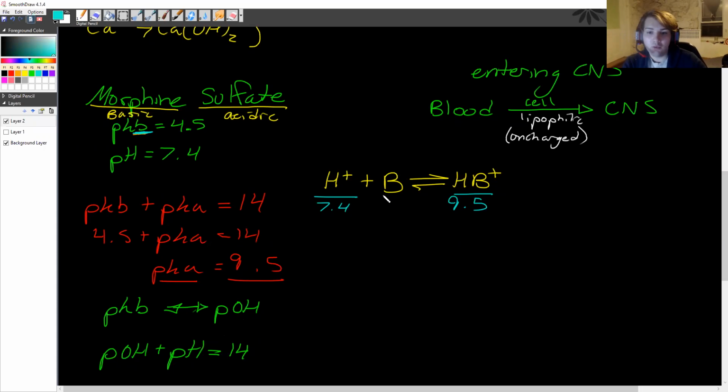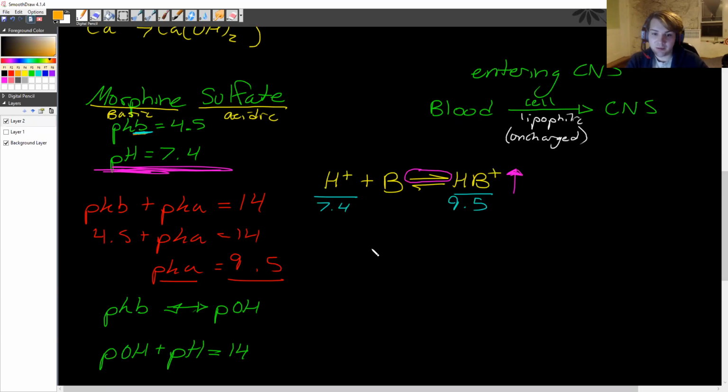From here, what this tells us is we go back to Mother Nature's rule about what is going to be favored, and we know that the weaker acid is going to be favored. So what this tells us is that as we put the drug in solution, it's going to be ionized, okay? So at the pH that we care about, it is in the ionized form.